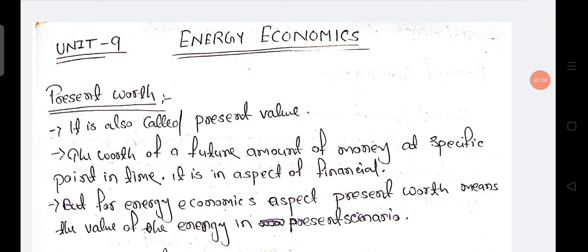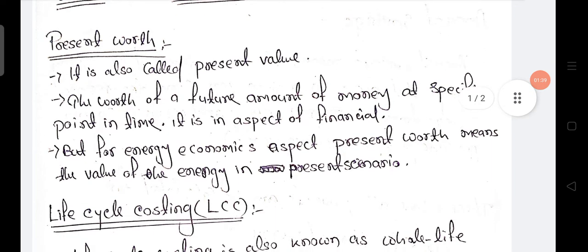Now, you see there are some terms related to energy economics. The first one is present worth. Let's discuss what present worth is. It is also called present value. Present worth is the worth of a future amount of money at a specific point in time. In the financial aspect, this is the definition of present worth.